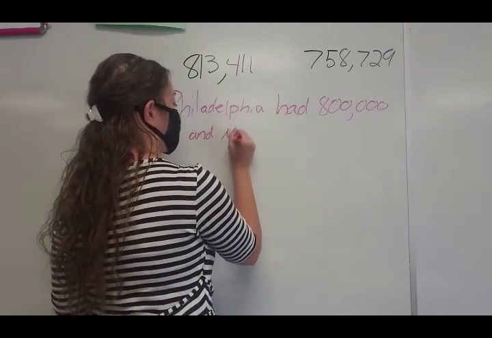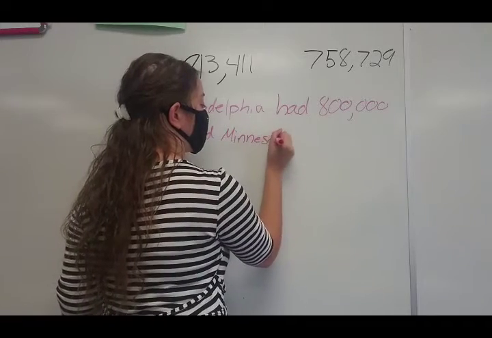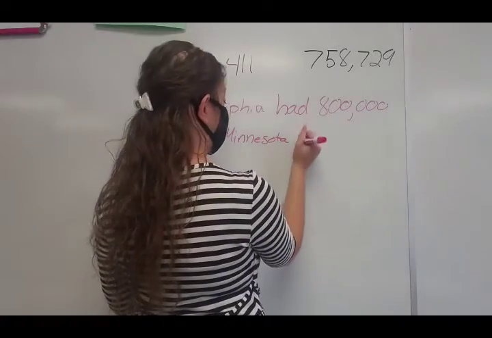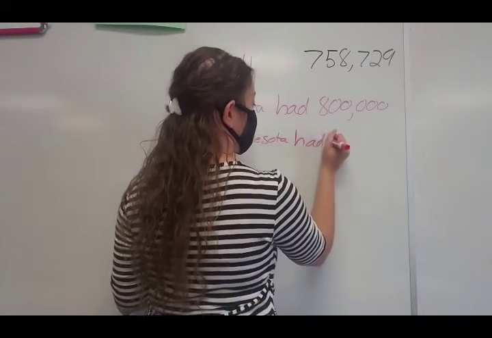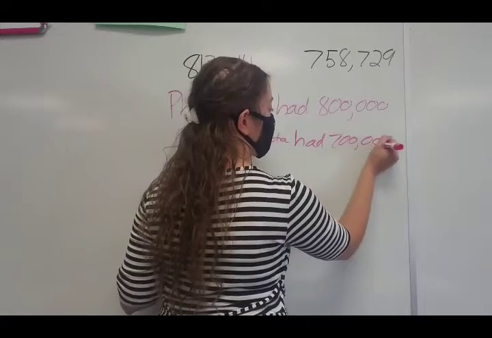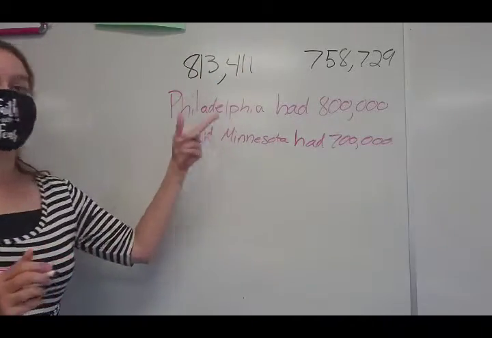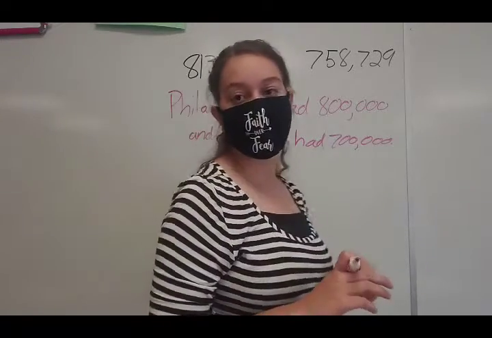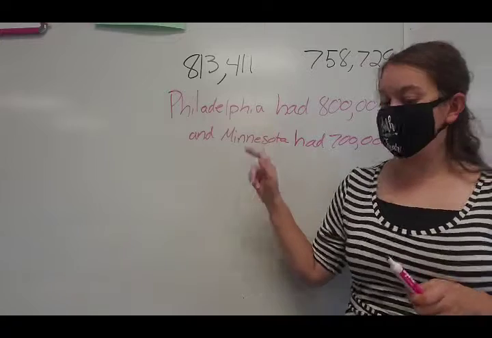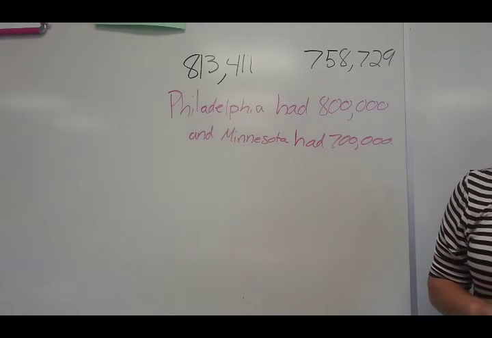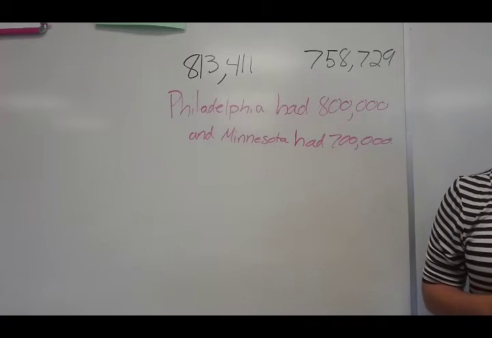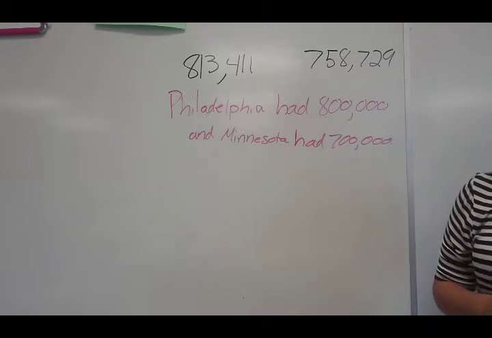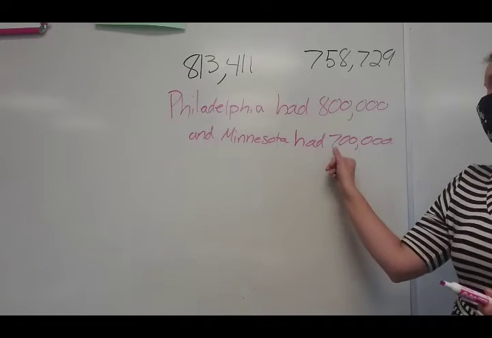And Minnesota had 700,000, right? That's a pretty simple explanation, but it shows us the difference, right? So this is what you need to write on the how did you know. Write this down. Philadelphia had 800,000 and Minnesota had 700,000.